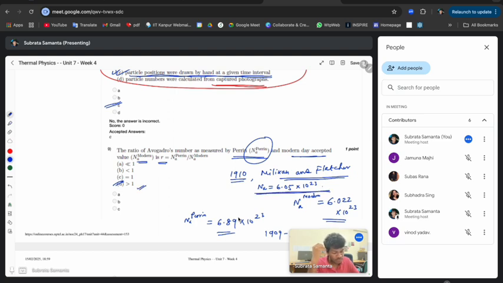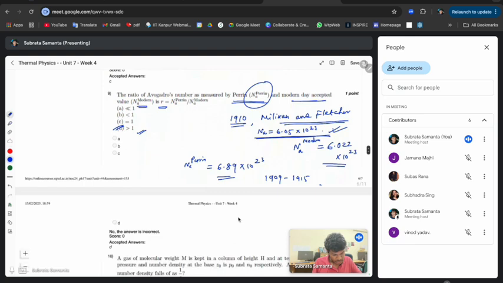Perrin's work is definitely greater than 1, and the 1910 experiment by Millikan and Fletcher also got a slightly higher value, 6.05. So option D is correct.